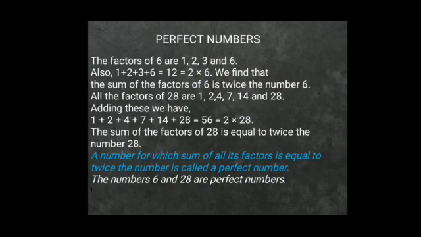A number for which the sum of all its factors is equal to twice the number is called a perfect number. Yes, 6 and 28 are perfect numbers, as the addition of their factors gives us twice the number.